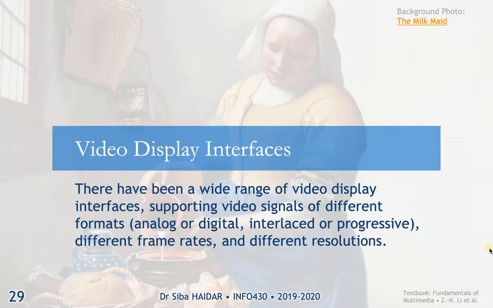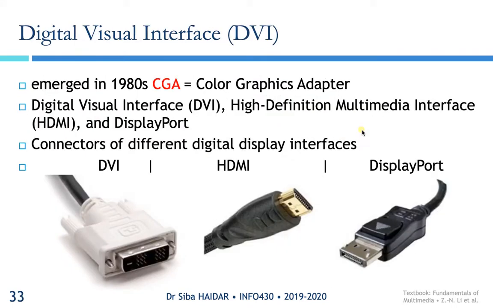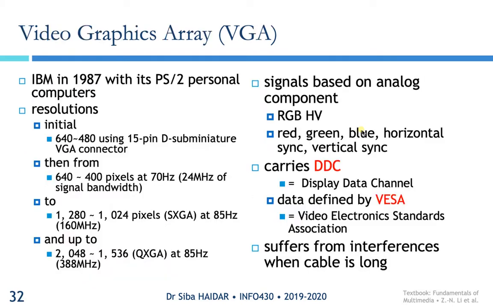So we finished the second section. It was about digital video, and next we will see the video display interfaces. So let us continue our lesson and finish those 8 slides with the last section of the lesson, which is entitled Video Display Interfaces. There have been a wide range of video display interfaces supporting video signals of different formats, analog or digital, interlaced or progressive, different frame rates, and different resolutions. And we begin by seeing the analog display interfaces, and then we will see the digital visual interfaces.